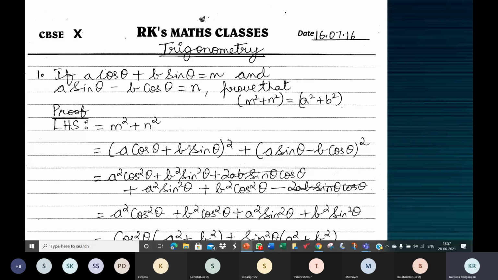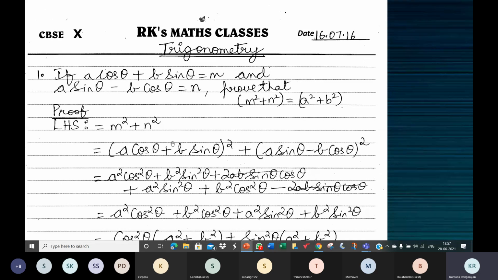Similarly, when you square this term, it's B into sin theta the whole square. B is different, sin theta is different. So square them, B square sin square theta. And then 2AB. 2AB is 2 into A cos theta into B sin theta. That's the meaning: 2 into A into cos theta into B into sin theta.